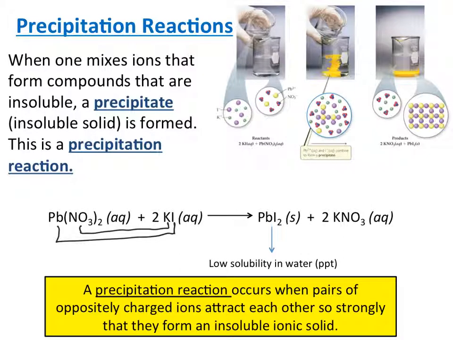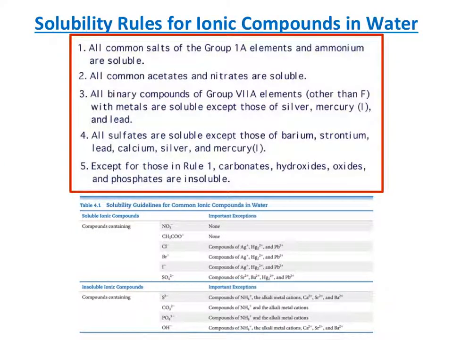A precipitation reaction occurs when pairs of oppositely charged ions attract each other so strongly that they form an insoluble ionic solid. So how do we determine what's actually going to precipitate in a precipitation reaction? Well, the way that we do that is we use the solubility rules. These solubility rules are listed in two different formats. One format is up here at the top, which is kind of just a list of different rules.